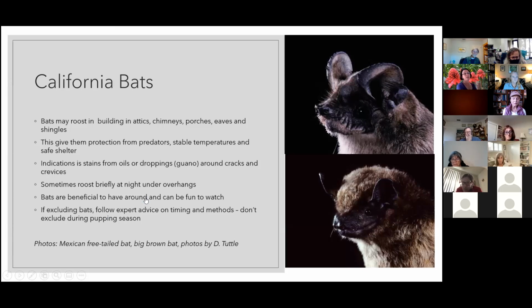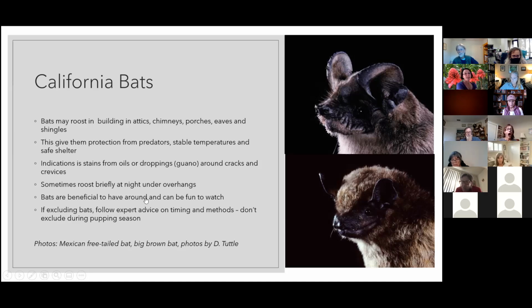You'll know you have bats by either observing them, or you can hear them if you can hear high-pitched noises. Usually before they come out at night, you'll hear high-pitched chirping, and then you can see them emerge. You will also see their droppings around the cracks and crevices. They're little pellets, like mouse-like droppings under eaves and such. They're really beneficial to have around because they eat a lot of insects, and they can be fun to watch. We have certainly enjoyed watching those bats come out at night.